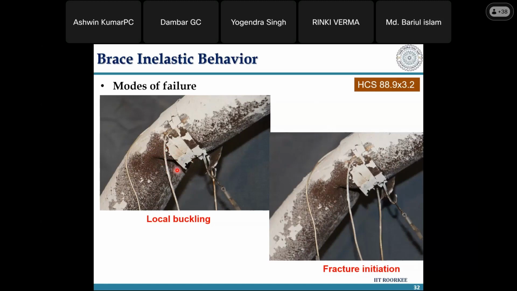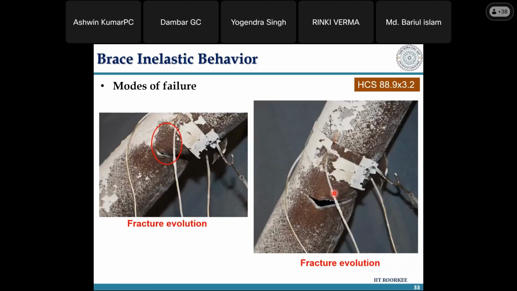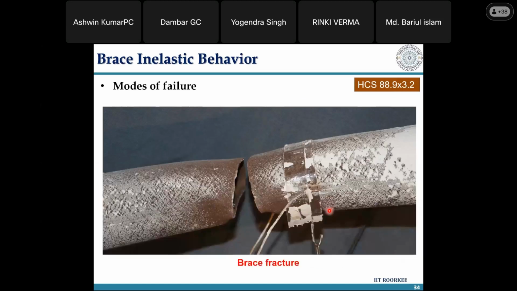That is what we call local buckling. Then fracture initiation: you can see right above the cursor location that a crack is visible. That is the initiation of the fracture. So a hollow circular section is better than a hollow rectangular or a square section. Fracture evolution and finally the fracture. So after fracture initiation happens, as I said, the total fracture happens very quickly.